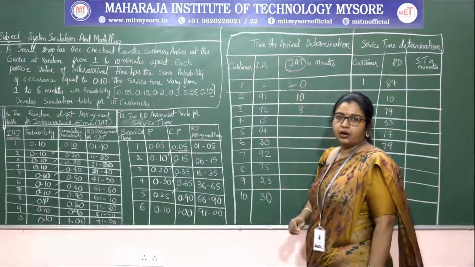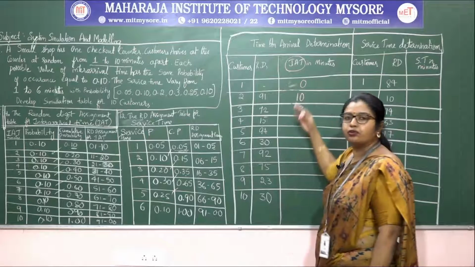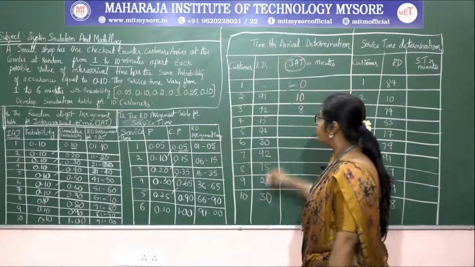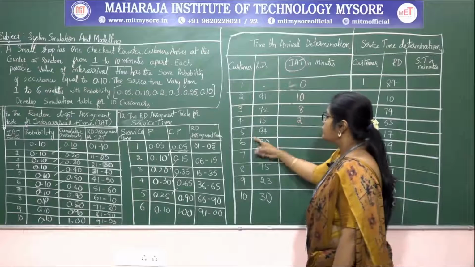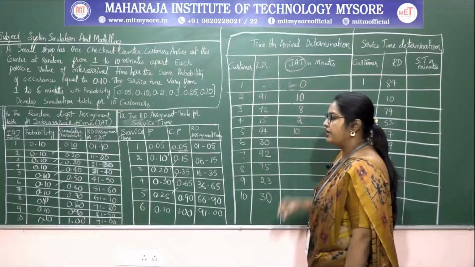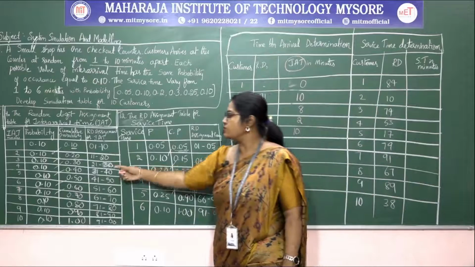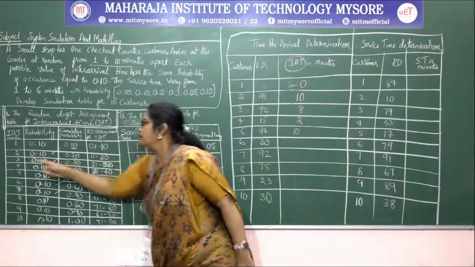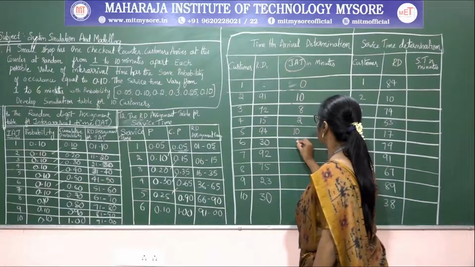8 minutes. Okay, so likewise you can calculate for the remaining ones. 15 comes in the second range, that is 2 minutes. 94 again, the last one, that is 10 minutes. 30 comes in this range, 21 to 30, and the equivalent time is 3. Okay, so that is 3.